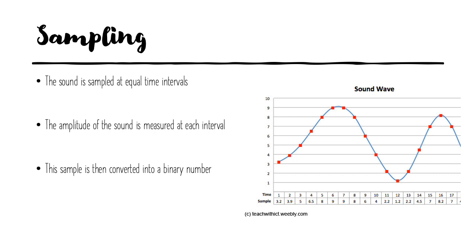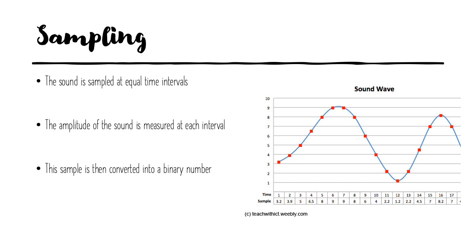This graph on the right-hand side of the slide represents a sound wave. What we need to do to get this sound wave into the computer is sample it at regular intervals. Each of these red dots represents a sample taken of the actual sound wave. Time goes across the bottom of the graph, and amplitude goes up the side. At each sample point we need to measure the amplitude of that sound. At sample time 1, for instance, the sample is the amplitude value 3.2.